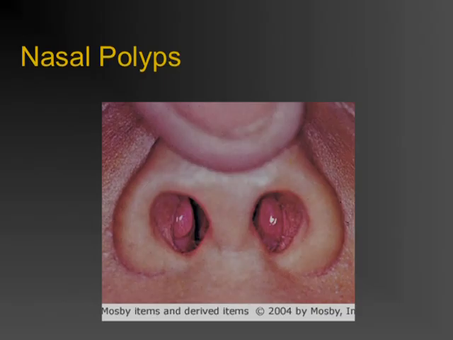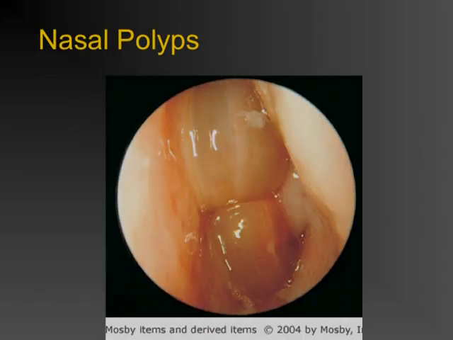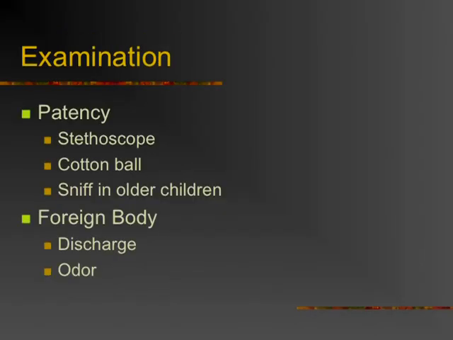Sometimes they have difficulty with inspiration, and they'll often be mouth breathers instead of nose breathers. Here's another example of a nasal polyp, almost occluding the nares. You always want to, during your examination, test for patency.